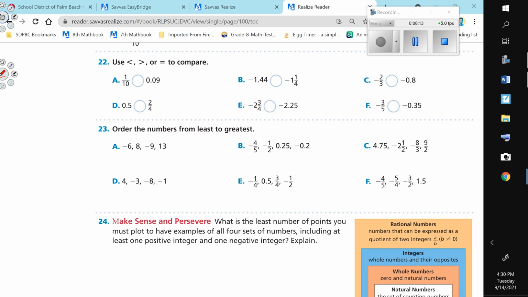Alright, now, B. Order the numbers from least to greatest. There's no absolute value here. It's just put them least to greatest. So here's the good news. There's one positive number that's going to go last. That's going to be the largest number.